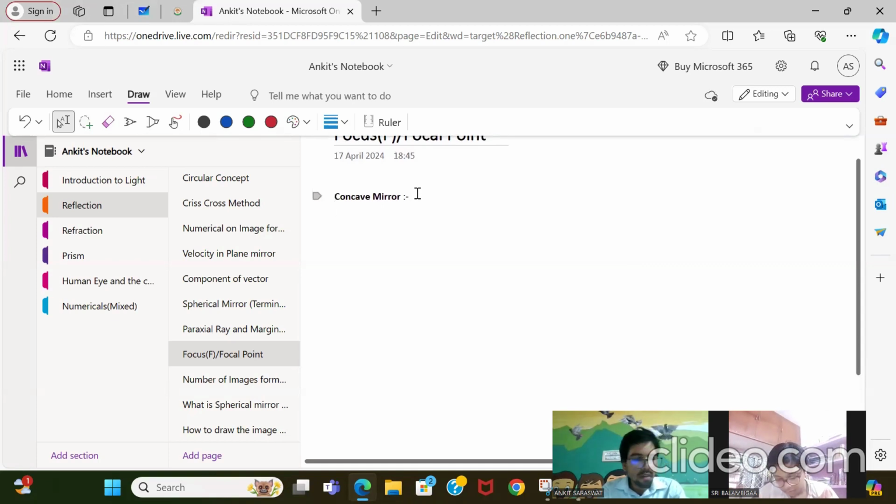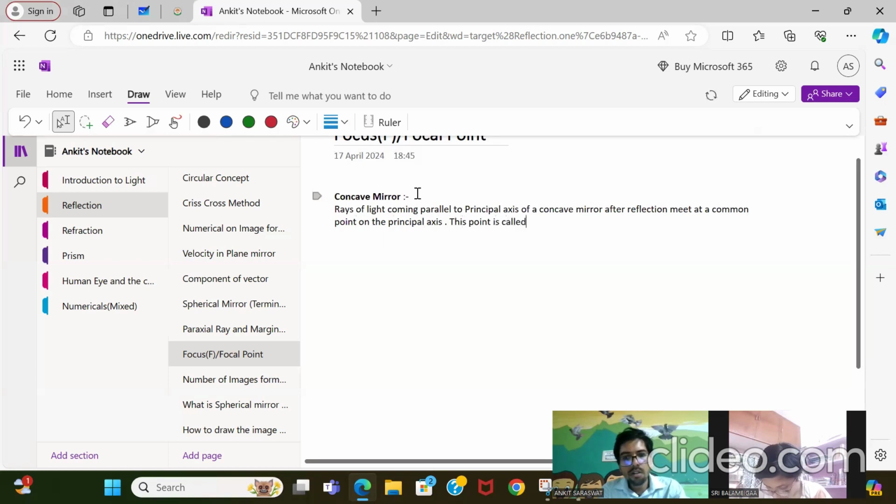First write down: rays of light coming parallel to the principal axis of a concave mirror, after reflection, meet at a common point on the principal axis. This point is called focus.